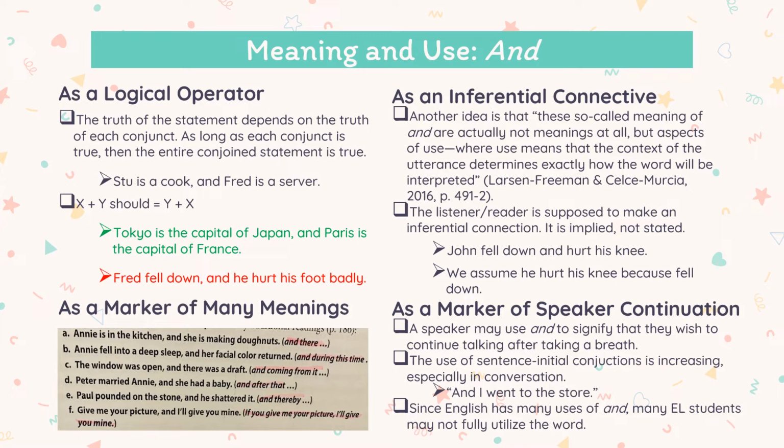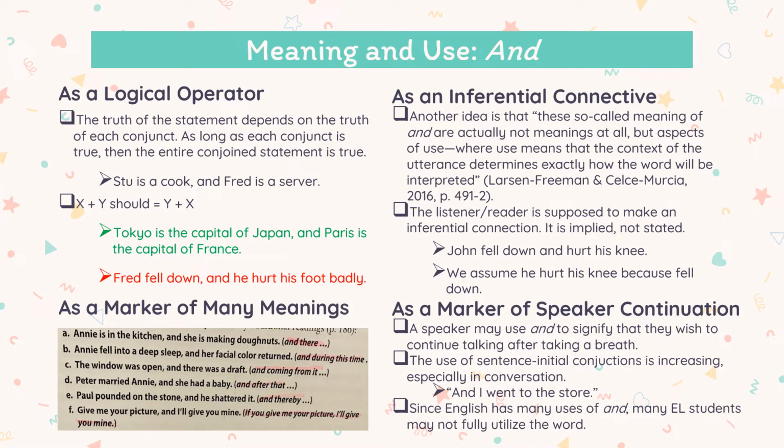But if we look at the second sentence in red, it does not have that same logical equivalent. Fred fell down and he hurt his foot badly. So in that case, we wouldn't be able to just switch around that sentence and have it mean the same thing: He hurt his foot badly and Fred fell down. So this is showing us that actually the word "and" is a lot more complicated than just being used as a logical operator.